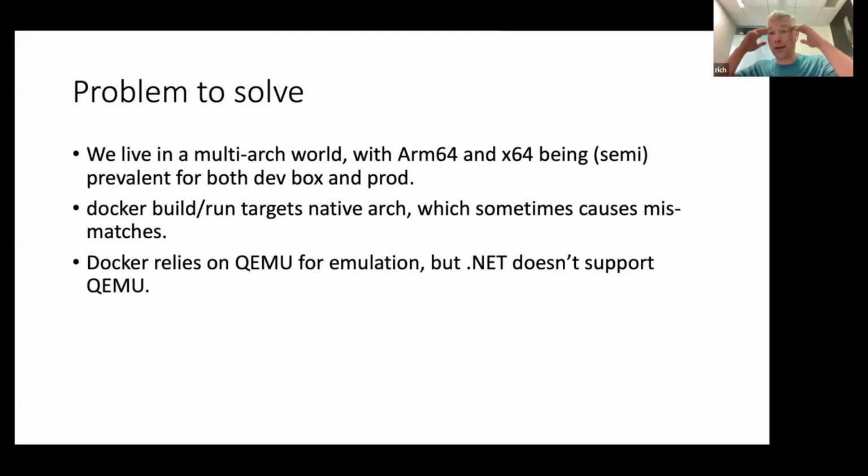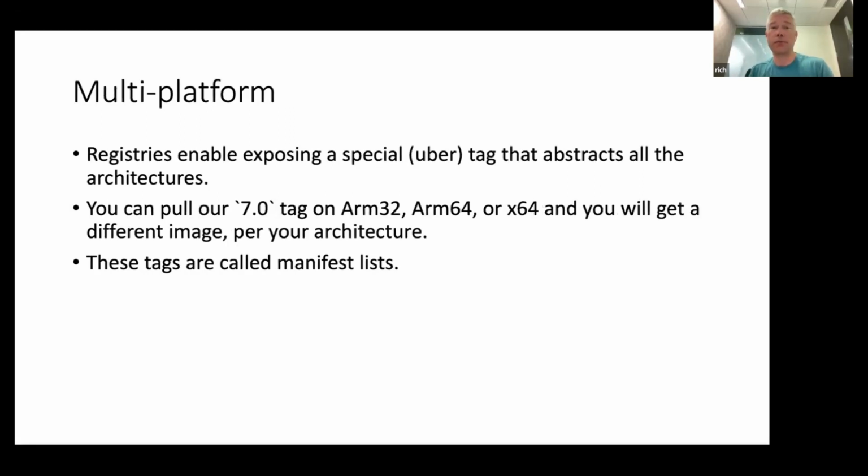Even if it's in your mind you want to target x64, because the cloud resources that you target are x64, Docker build doesn't know that. And so by default, it always targets the native arch. The problem is that you can say, oh, I want to do the x64 thing, even when you're on an ARM64 machine, and that works. Docker relies on QEMU, which stands for Quick Emulator, but Docker.NET doesn't support being run in QEMU. So there's a problem there.